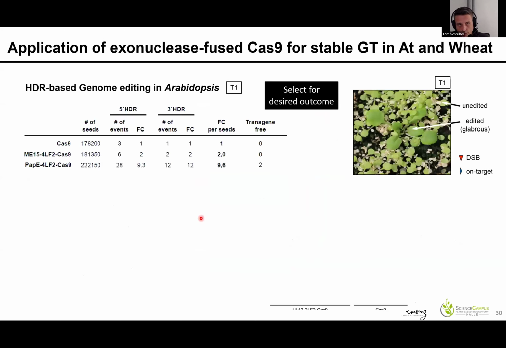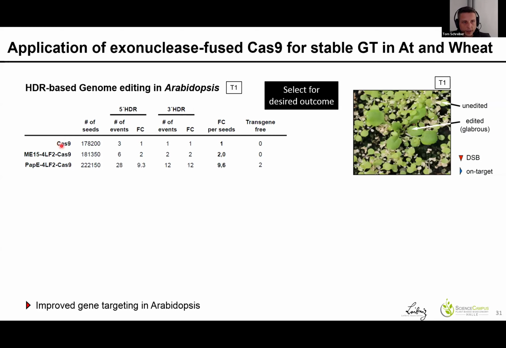We, of course, wanted to apply our tools in real stable transformation events in which we changed the germline. And we had 2 approaches. The first approach was in Arabidopsis. And here we work with a special Arabidopsis line which carries a mutated gene, and we have to repair this mutated gene in order to let the plants grow. Without the repair, the plants don't grow and just die. So we can directly select for the desired outcome.